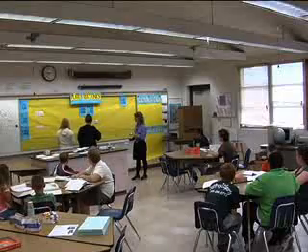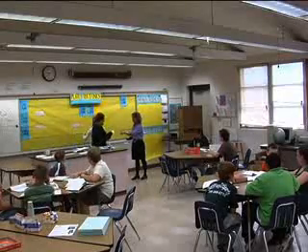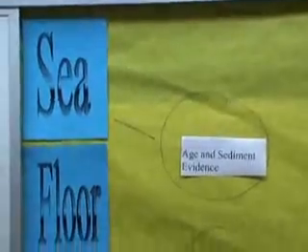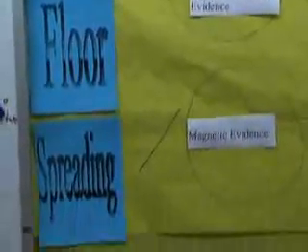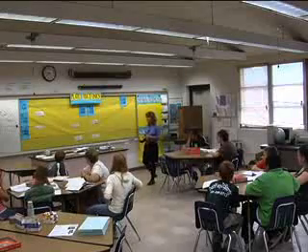Age and sediment. Thank you for making that correction. So the 2 for seafloor spreading were age and sediment and magnetic evidence. And then, of course, looking at continental drift, we had 4 pieces of evidence, and that was the fossil evidence, the climatic change evidence, rock formation evidence, and continental puzzle fit.